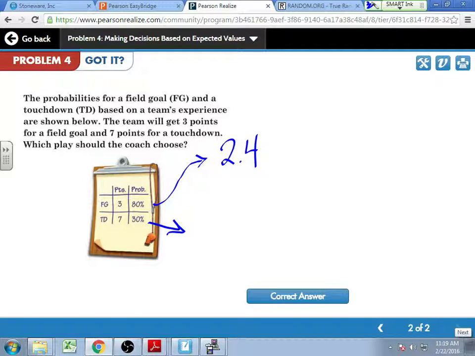My 30% touchdown comes out to be 2.1. Which would you rather go for here? The field goal. If you made your decision based off the math, you'd go for the field goal. However, you don't always make your decision based off the math. You sometimes make risky choices. That's okay. That goes down to the coach too.